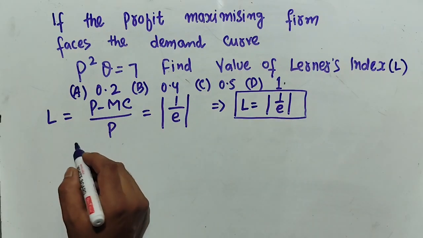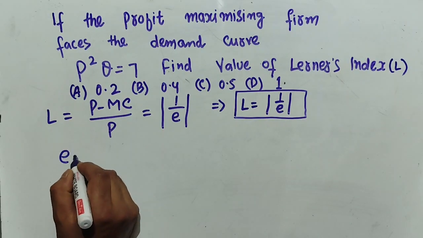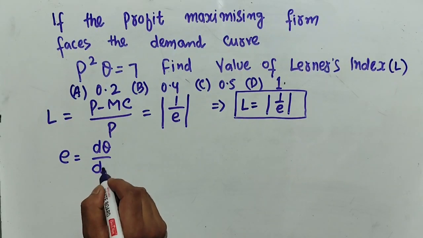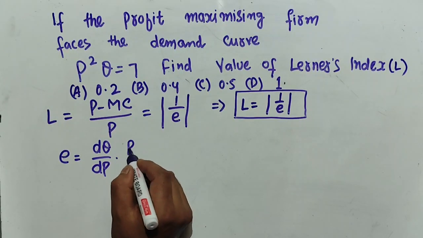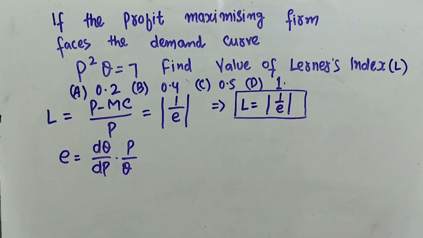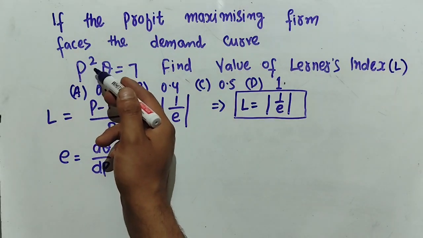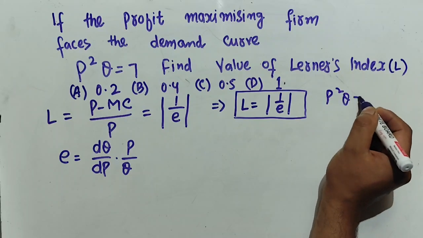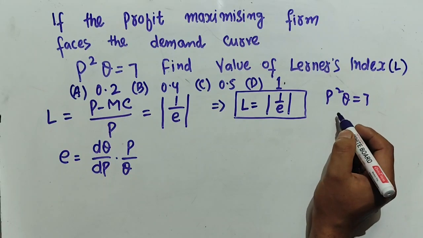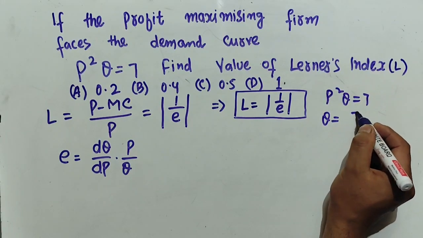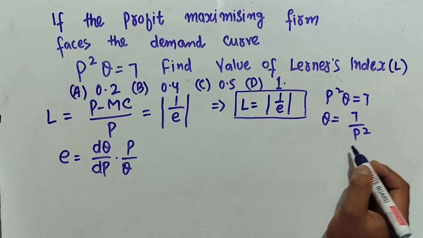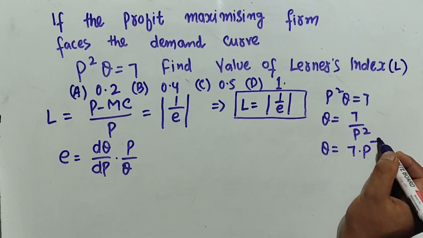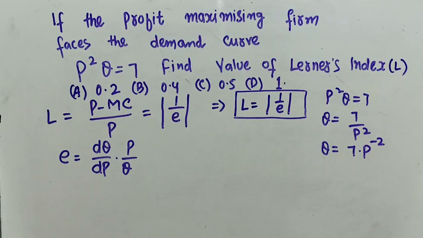So first, elasticity of demand, as we know, is equal to the change in the quantity demanded due to the change in the price times price upon quantity demanded at that very price. So let us solve this demand function. We have P squared Q is equal to 7. Let us solve it for Q. So Q will be equal to 7 upon P squared, or Q is equal to 7 times P raised to the power negative 2 if I transpose the denominator to the numerator.